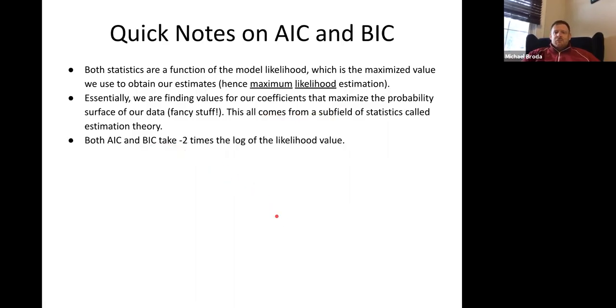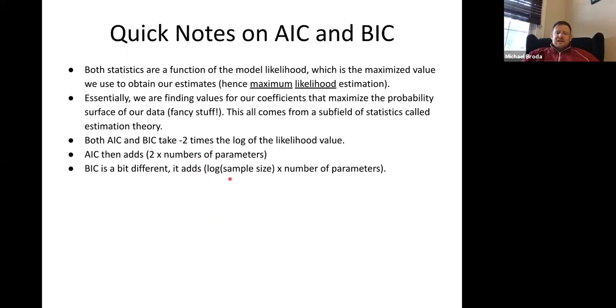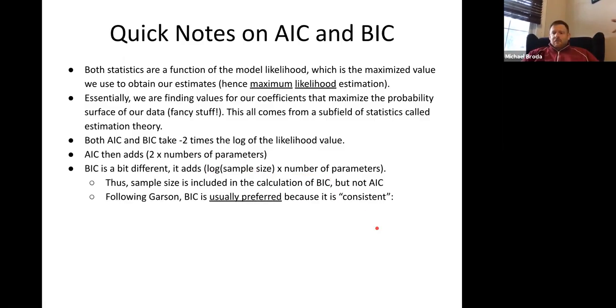AIC and BIC both are -2 times that likelihood. Then AIC imposes this 2 times the number of parameters penalty. BIC is log of sample size times the number of parameters. So again, BIC includes sample size in its calculation, AIC doesn't.